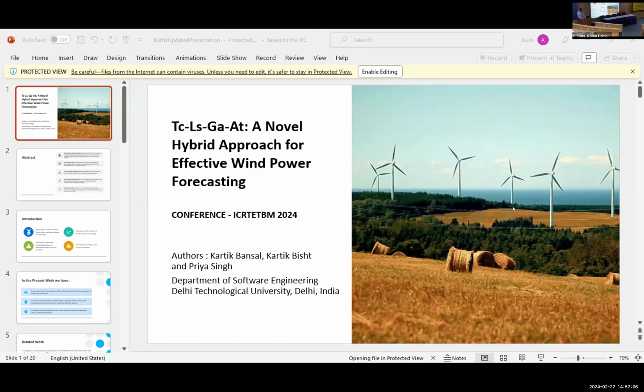The title of the research project is TCLSGA80, a novel hybrid approach for effective wind power forecasting. So let's start.